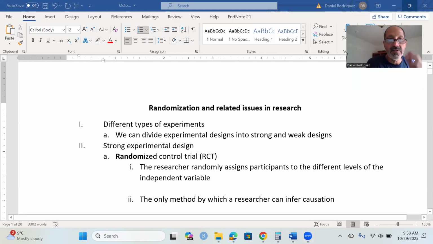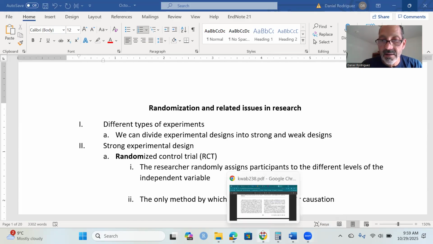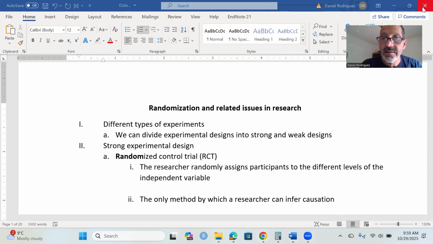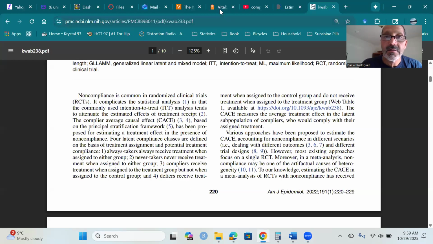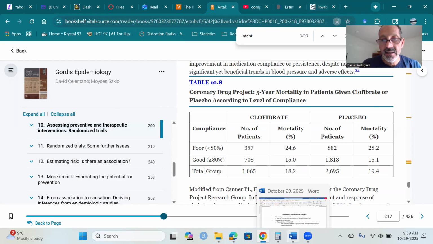So our goal is to cover, and I'm focusing on the Gordis textbook. Let me just pull that up for you. Yeah, Gordis Epidemiology. This is chapter 10 and 11, but I'll cover it in my own way.